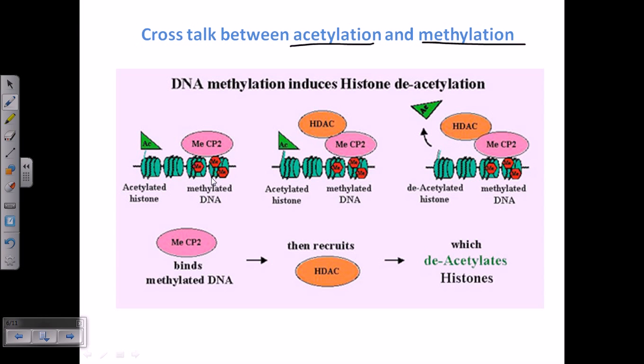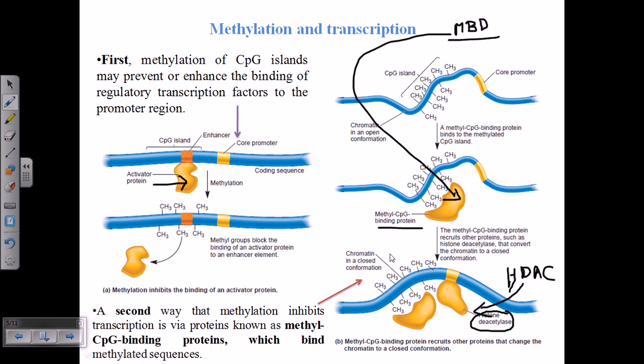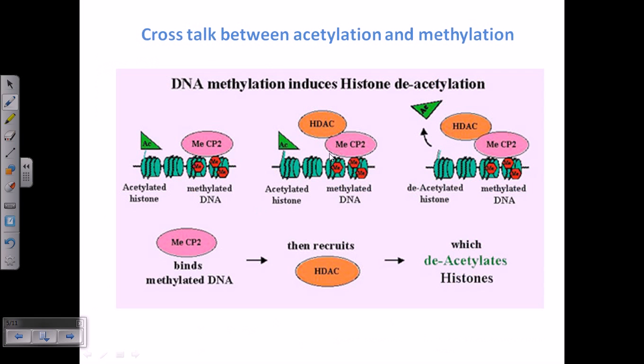Now what it can do, it can recruit the MeCP2 or methyl CpG binding proteins. After that it will recruit HDAC. Remember, in the previous picture we have seen that after the attachment of methyl CpG binding protein or MBD, it will recruit HDAC. So here similarly it will recruit HDAC. As it recruits HDAC, and because it is a histone deacetylase, it will cleave this acetyl group and remove it outside. As you can see, it is cleaving it outside. After that we have no acetylation.